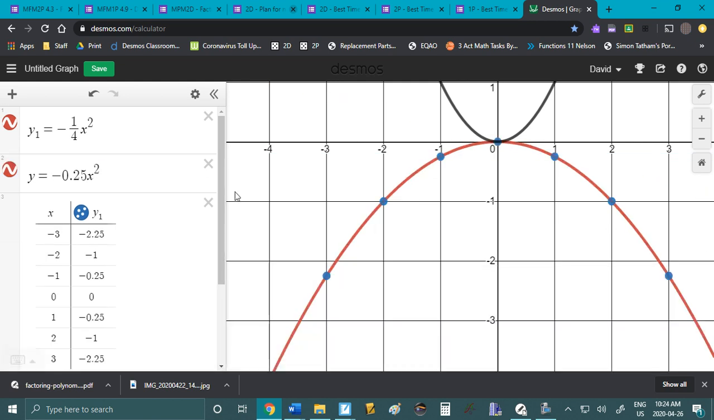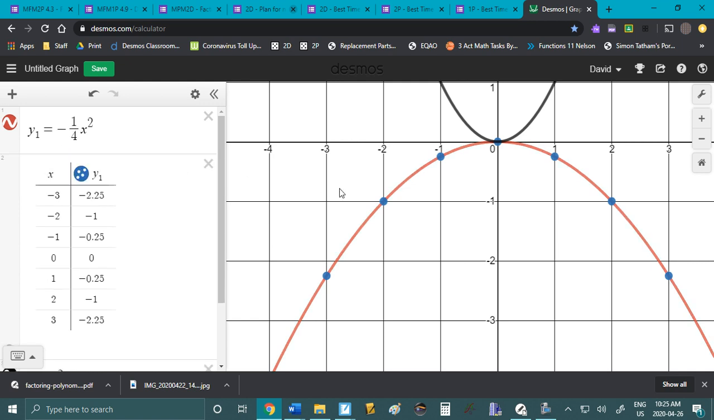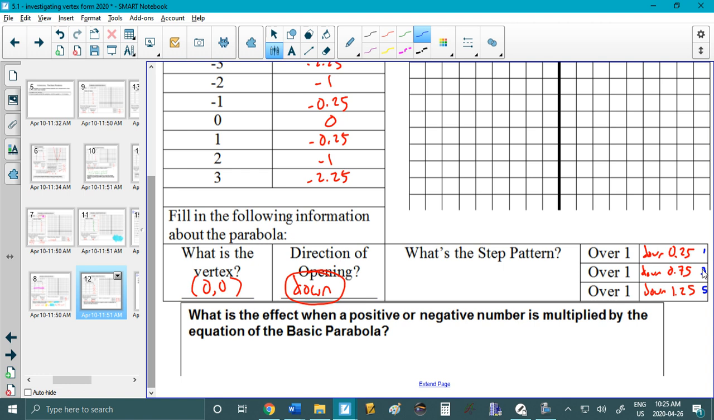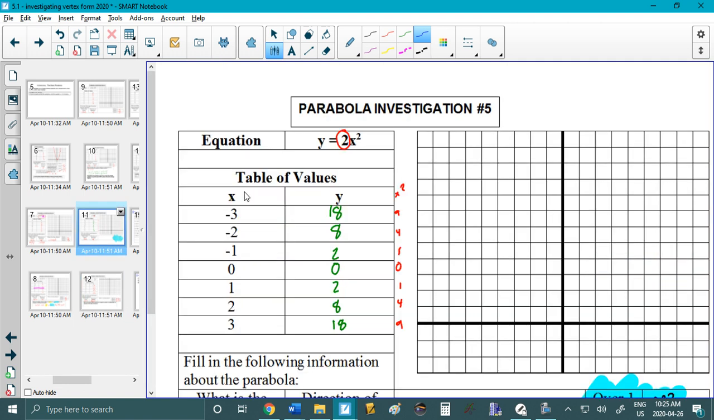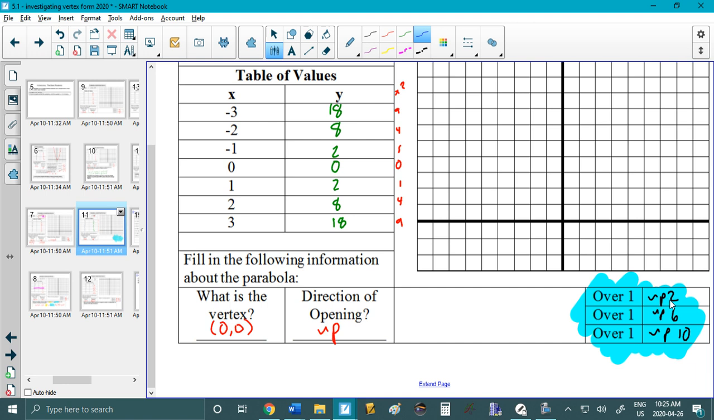So if I graph negative 0.25x squared, you're going to see as I turn it off and on here, it's the exact same. So when we have a fraction, we can write it as a decimal, unless it's like 1 over 3 or 7, when the decimal wouldn't be exact. But this works, right? These are both the same. So it looks like our step pattern has been changed, in this case divided by 4. And in the case of 2x squared, our step pattern was multiplied by 2.